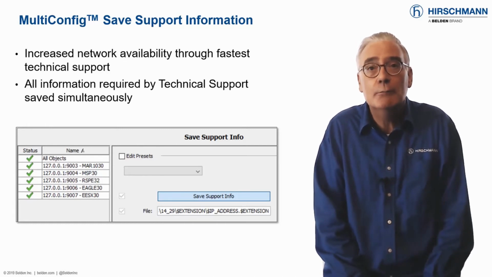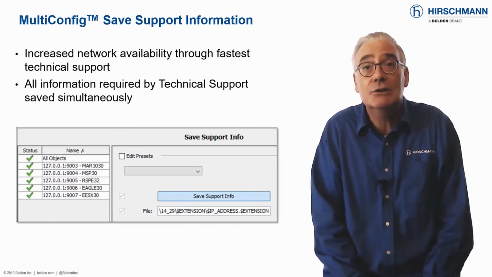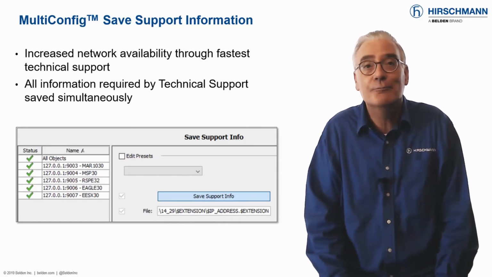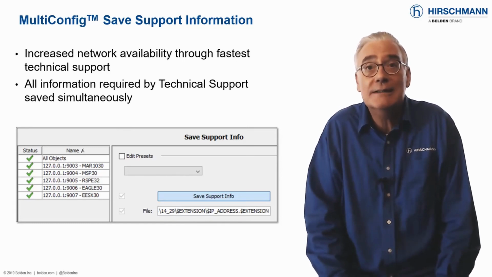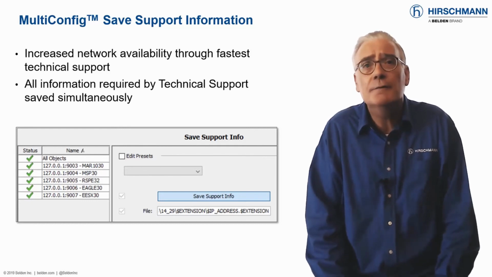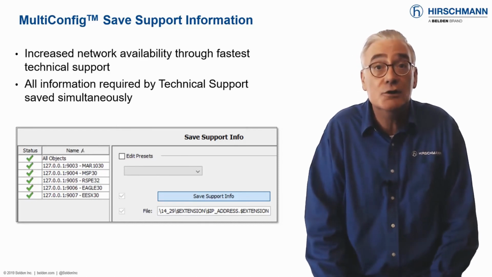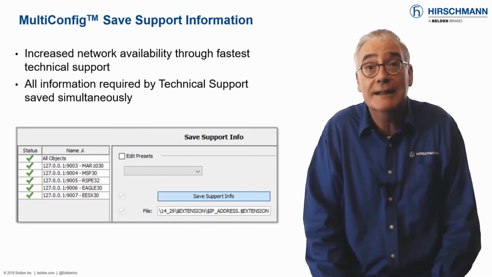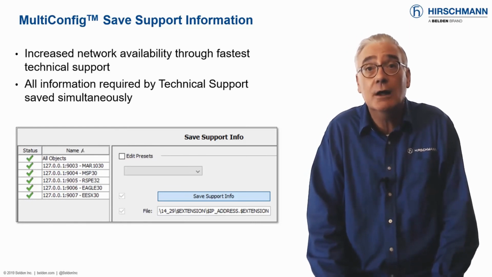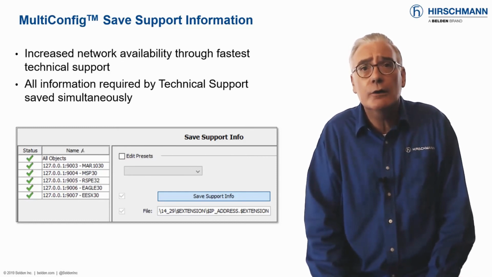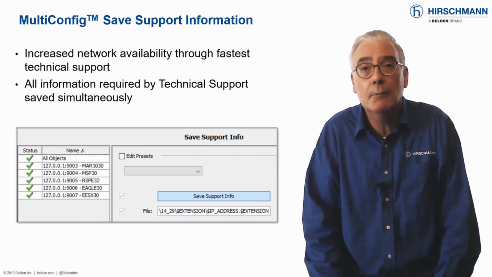You could manually collect the information from each device. This would be stressful during a fault situation. Or you could use the MultiConfig Save Support Information option. With a couple of clicks, all the required support information will be downloaded from your switches to your Industrial HiVision PC, then zipped into an archive ready to be forwarded to our help desk. This enables the technician to start work on your network issue with the minimum of delay.